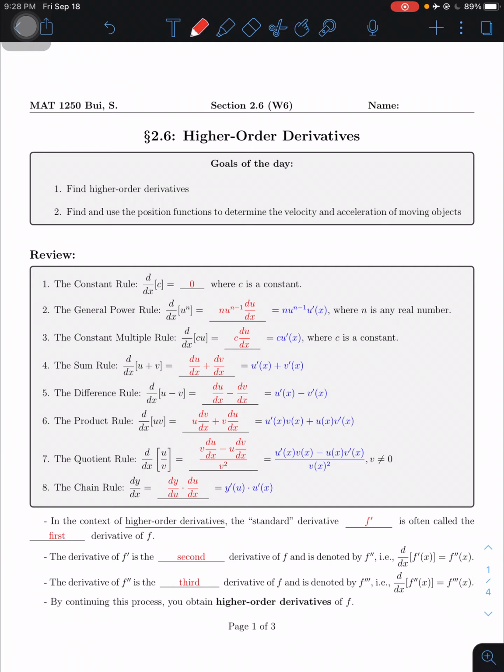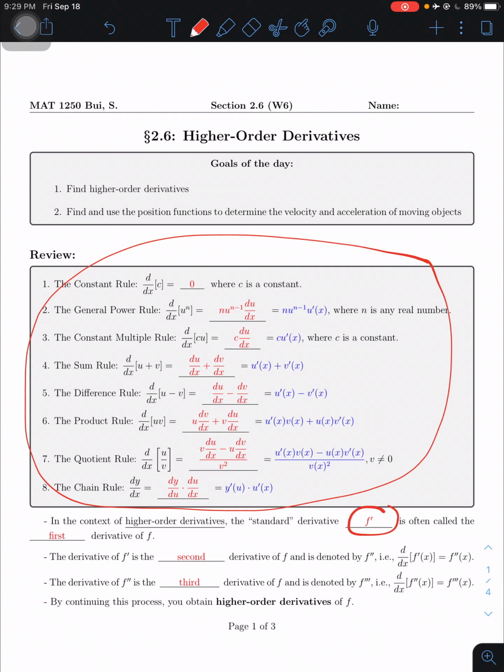As a quick review of the whole of chapter 2, I put a quick summary in here of all the rules that we learned to find the derivative. It has the chain rule embedded in each of the 8 formulas in here. And in the context of higher order derivatives, the standard derivative f prime in here is often called the first derivative. So this is f prime, just in case you don't know how to write it, or how we call it in English.